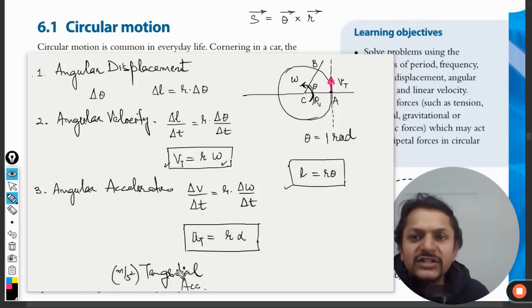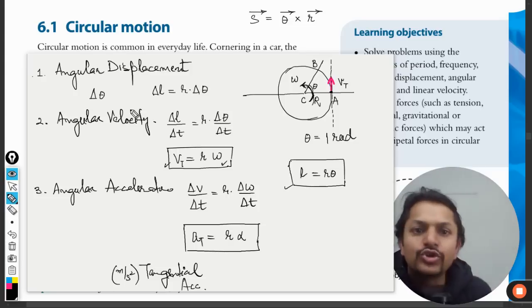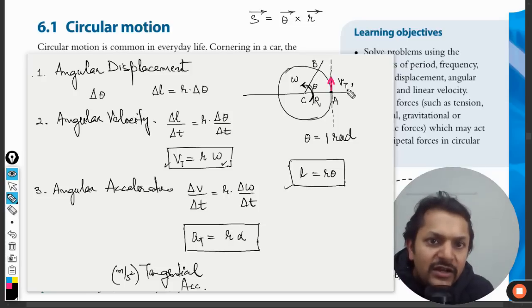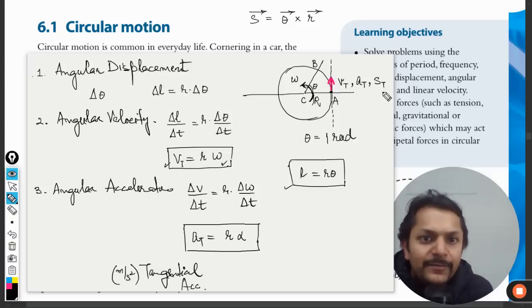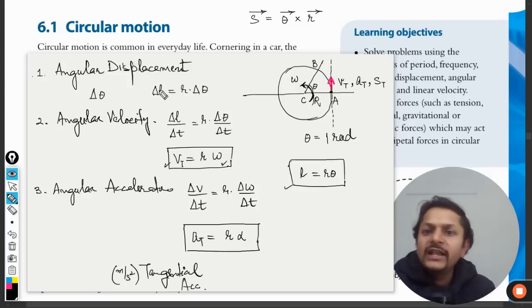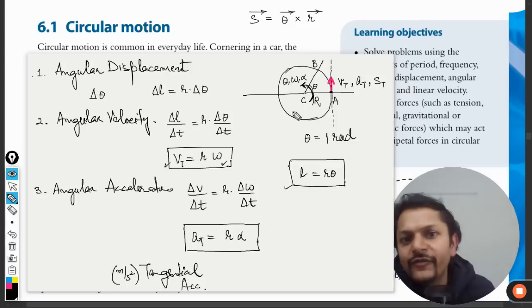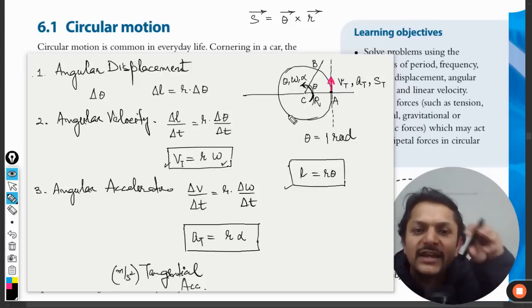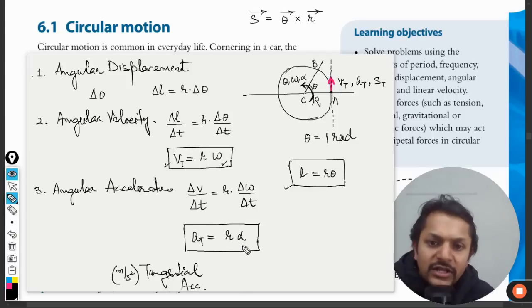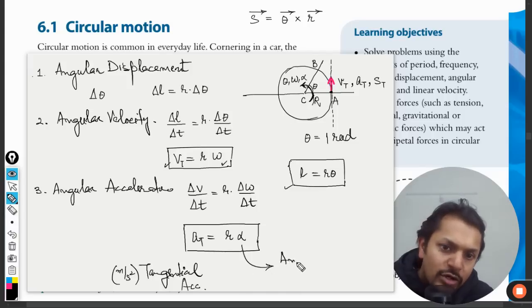Because it is just the variation of the linear motion, so this is vt here, this same is at, and the same will be the st or l. Okay, st or l is the same thing. And here you are having theta also, omega also, and the alpha also. All of these three things are shown at the center of the circle. This alpha is called angular acceleration.